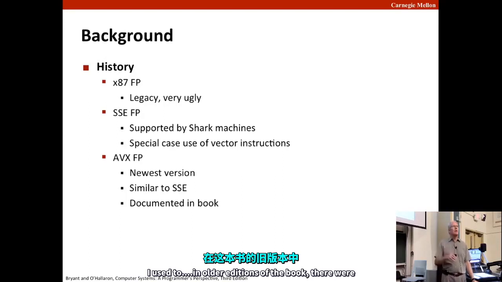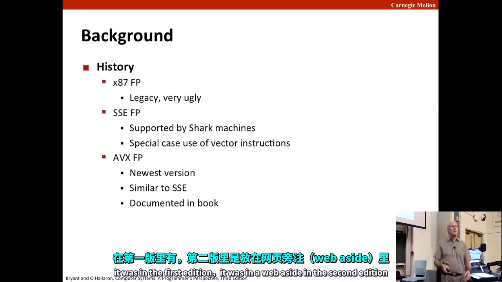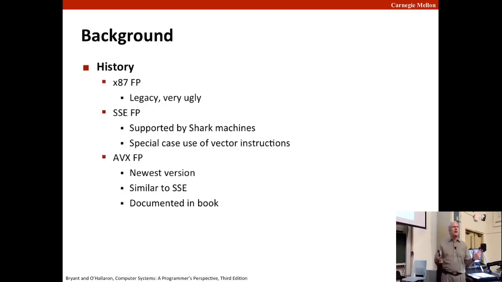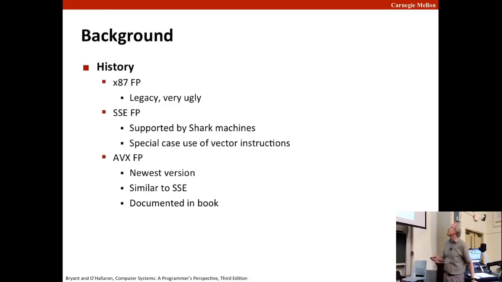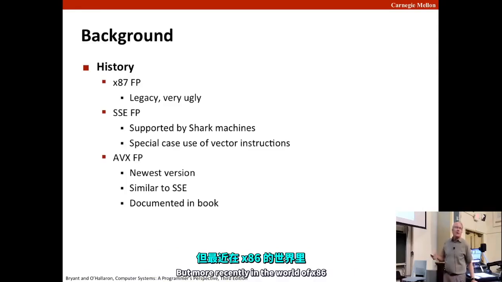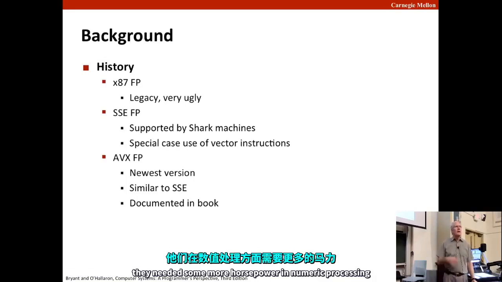It was in the first edition, in a web aside in the second edition, and now it's been expunged completely because it's so awful. But more recently, in the world of x86, they realized that to support things like video and all the stuff people actually do with their machines, they needed some more horsepower in numeric processing.